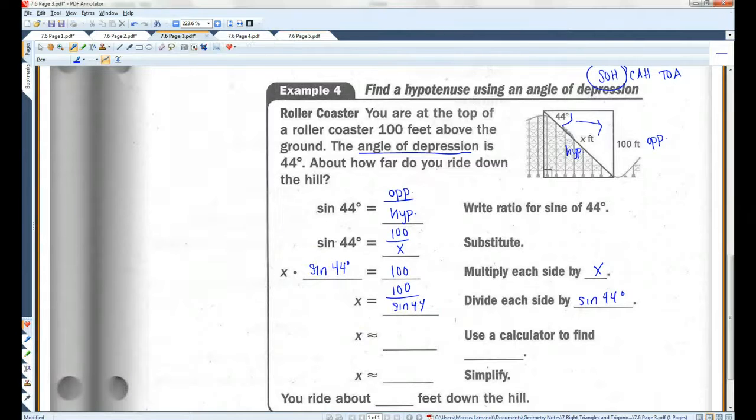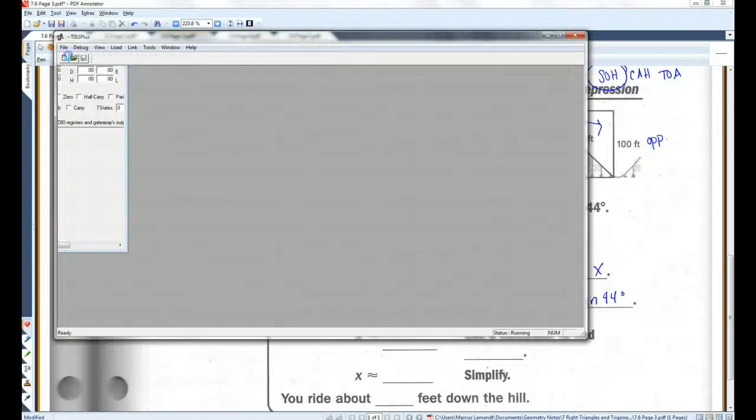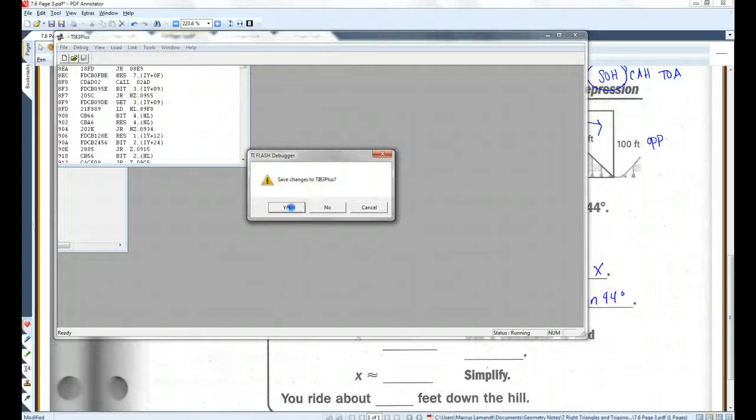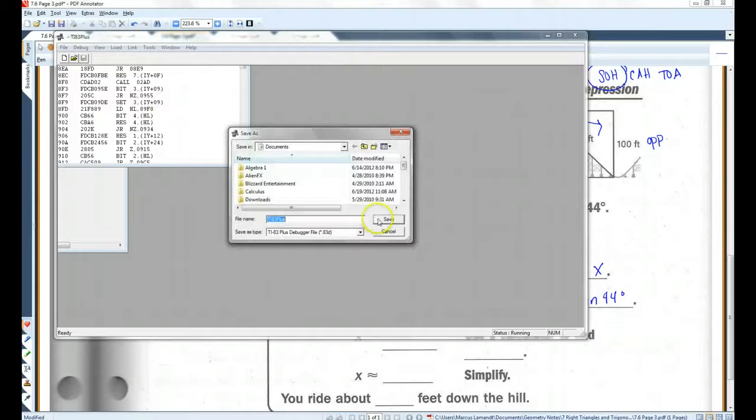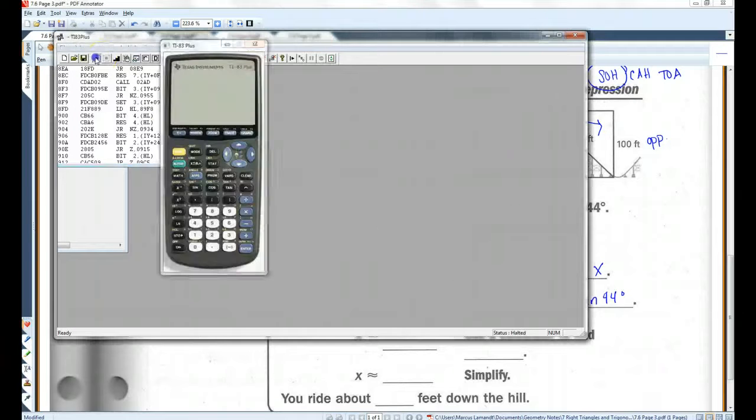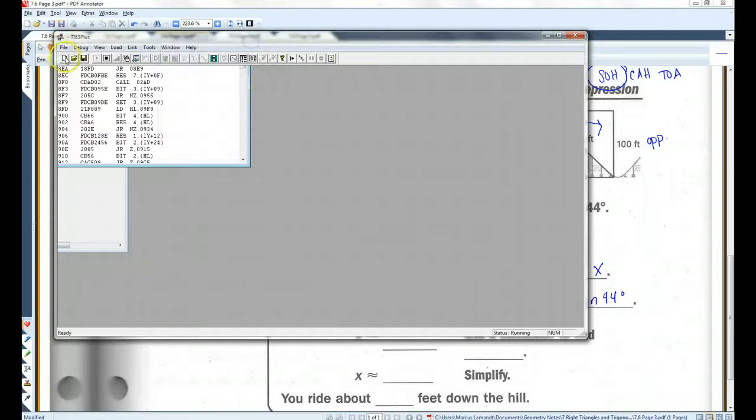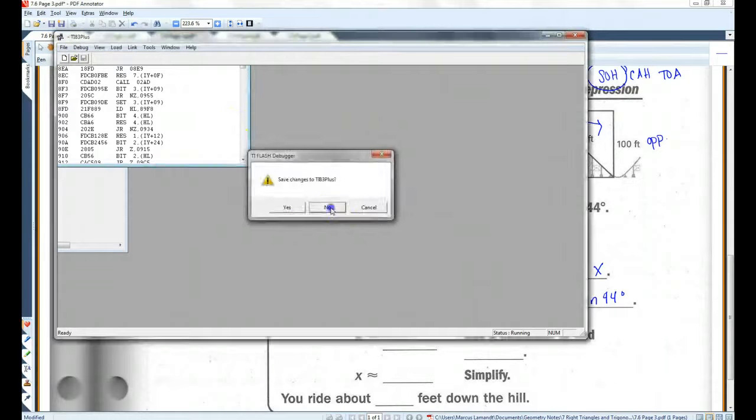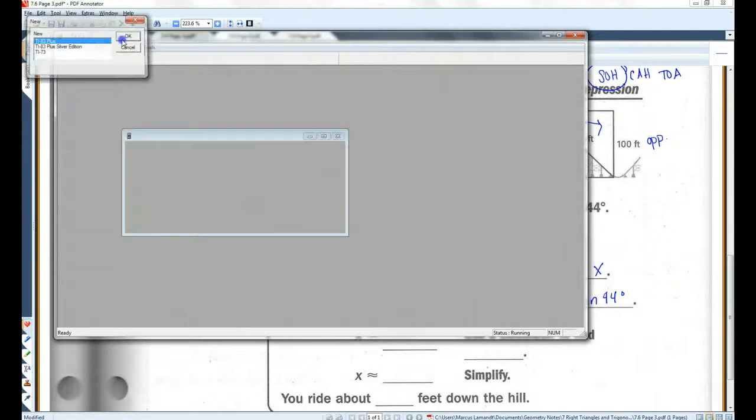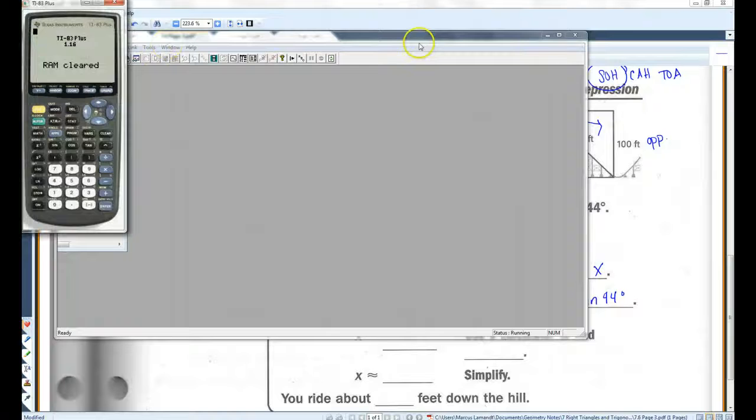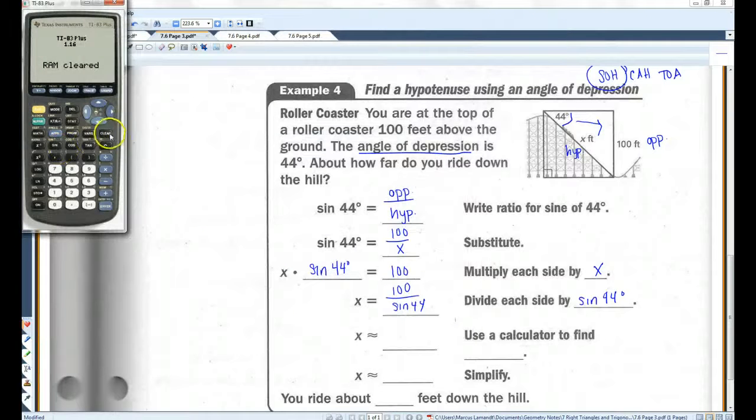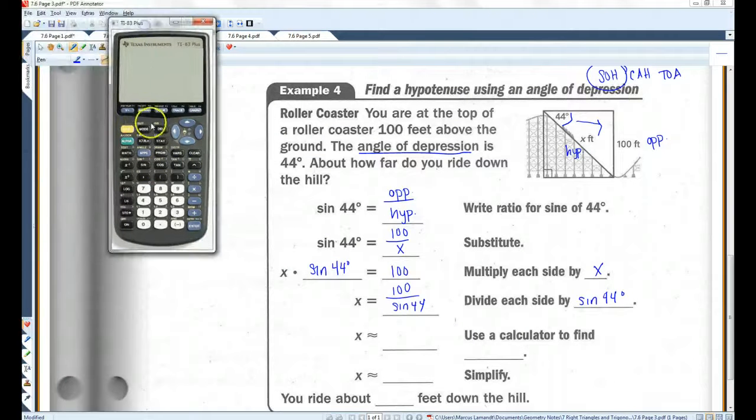Oop, turned off. Let's try again. Clear mode, degrees. There we go.